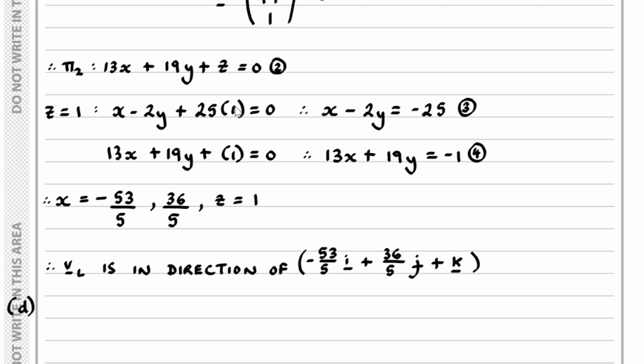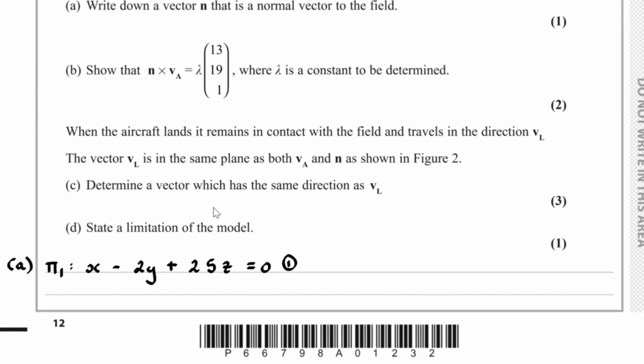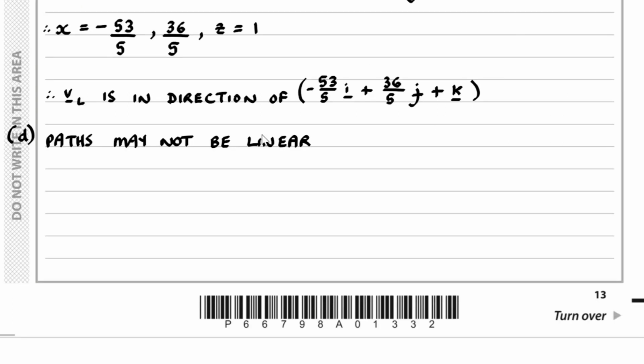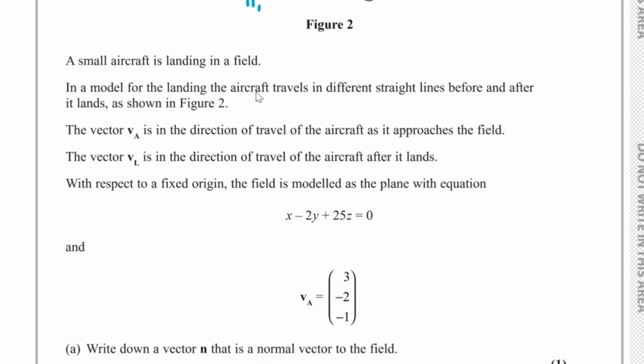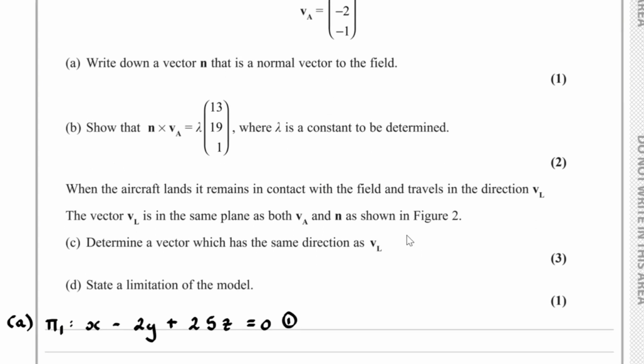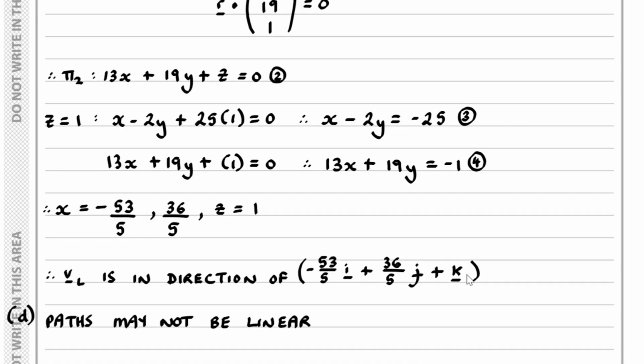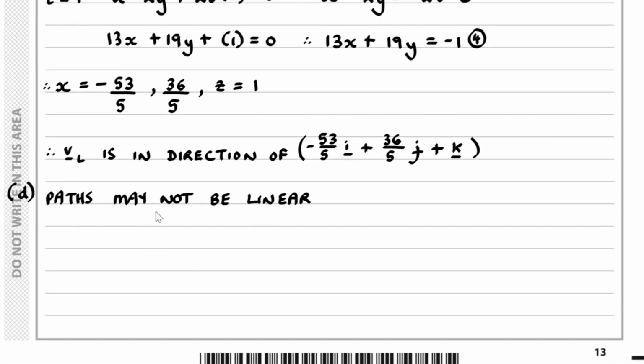And now for part D of the question, we have to state a limitation of the model. Well, the paths may not be linear. That is the paths of VA and VL. So a potential limitation is that the paths may not be linear.